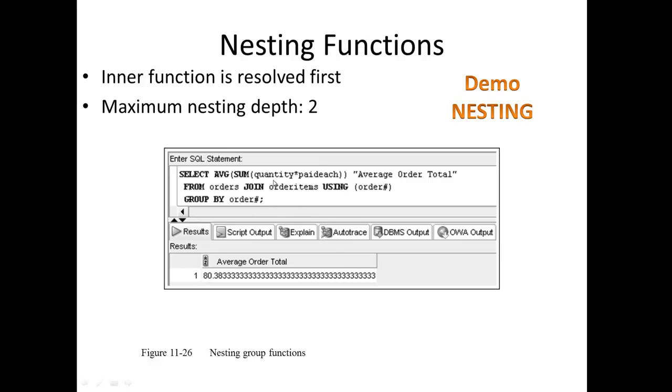You're doing the sum of quantity times paid each. So actually I would do this first. Then I'm going to come up with an average. You actually multiply these out. And that's going to be the average order total. So again, you do the inner first, come up with that sum of the quantity times paid each. Then I'm going to average that from orders, join it with order items, and I'm going to use the field order number, and I'm going to group that by order number. This is the result, 80.383 to infinity.